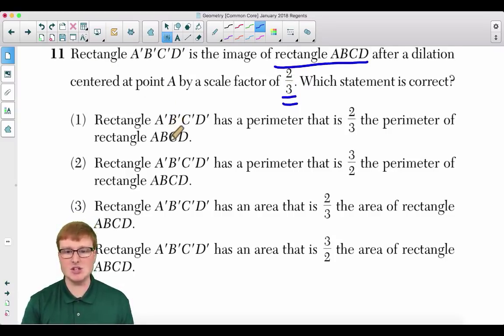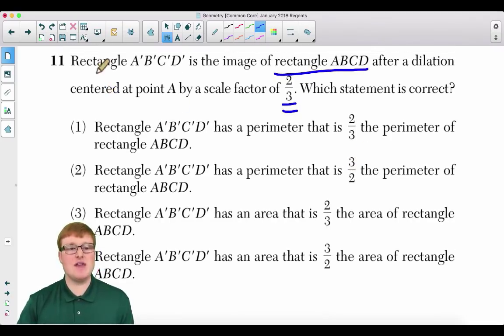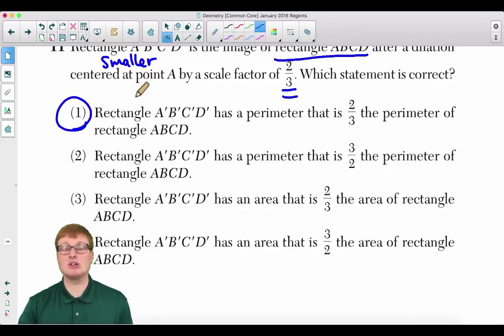So it's asking you for perimeter and area. Okay, fine. So again, I just said that rectangle A prime, B prime, C prime, D prime is the smaller of the two. This is the smaller rectangle compared to the pre-image. So it's asking you for perimeter and area. So the perimeter. Well, let's take a look at choice 1. Rectangle A prime, B prime, C prime, D prime has a perimeter of 2/3 the perimeter of rectangle ABCD. Yeah, absolutely. This rectangle has a perimeter 2/3 of the original perimeter, and I'll show that to you in just a moment.